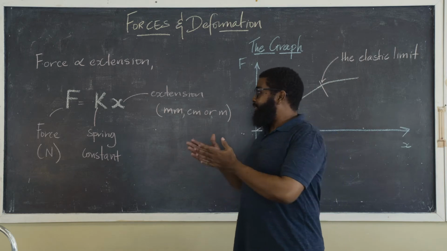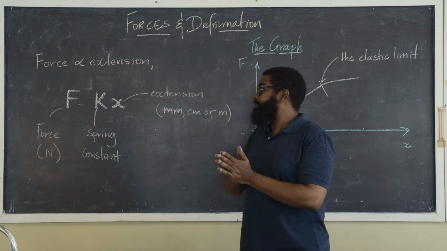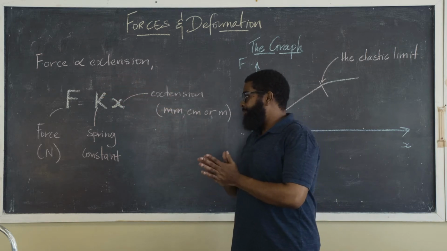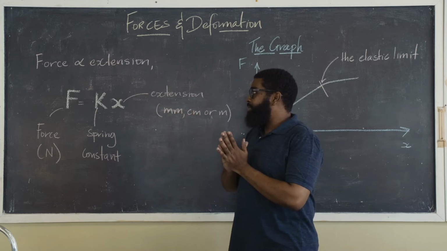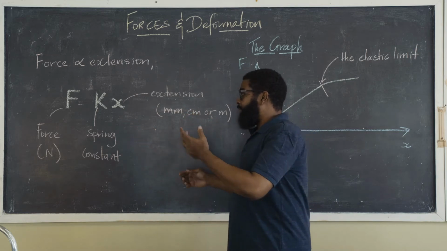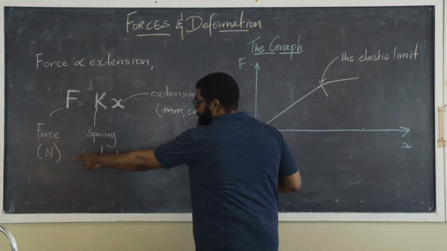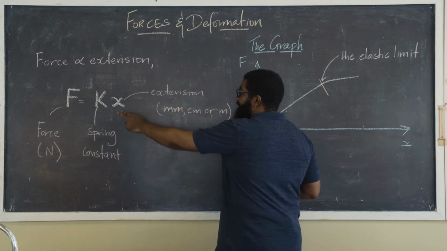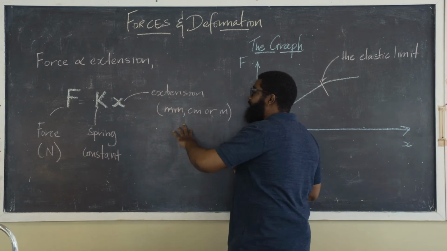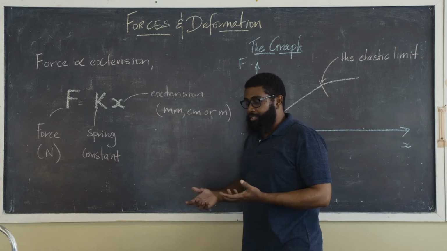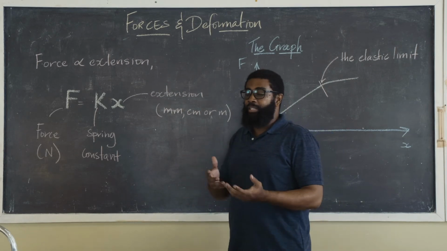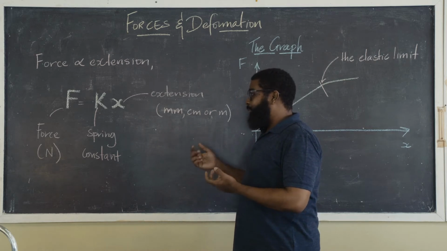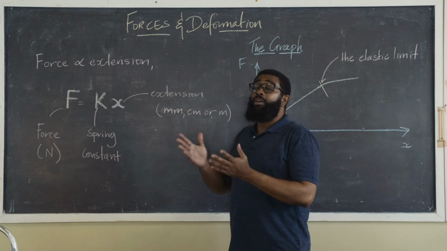Continuing, we have to look at the equation that Hooke's law produces. Hooke's law clearly states that force is proportional to extension up to the elastic limit. But this is an expression and it produces an equation. Now, our equation is really simple. Our equation is F, force measured in newtons, is equal to k, a quantity called our spring constant, times our extension obtained. Now, our extension can be measured in millimeters, centimeters, or meters. It's not incorrect to express it in any one of those quantities.